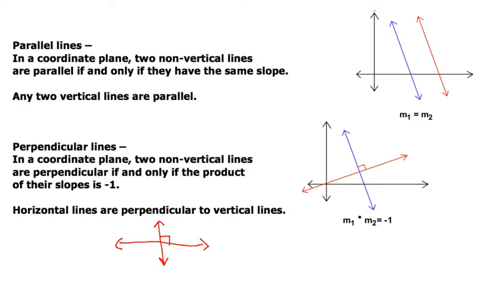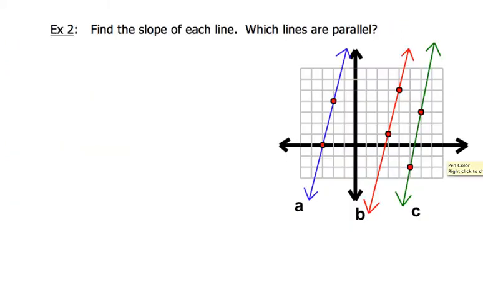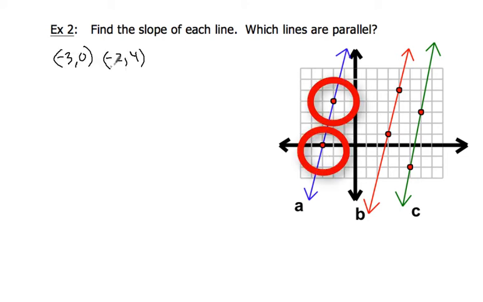Now let's take a look at example 2. Find the slopes of each line, and determine which ones are parallel. So we're going to do this the old-fashioned way here for a second. First we'll take a look at it from a slope perspective using the formula, and then we'll take a look at it graphically also. Now when we go ahead and calculate the slope, we're going to use the points that were given, and we can see those right here, so in 3, 0.